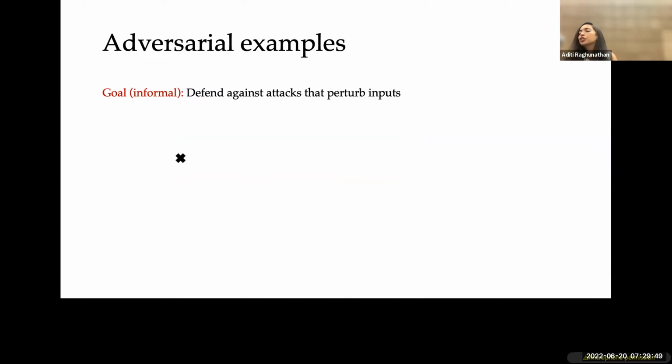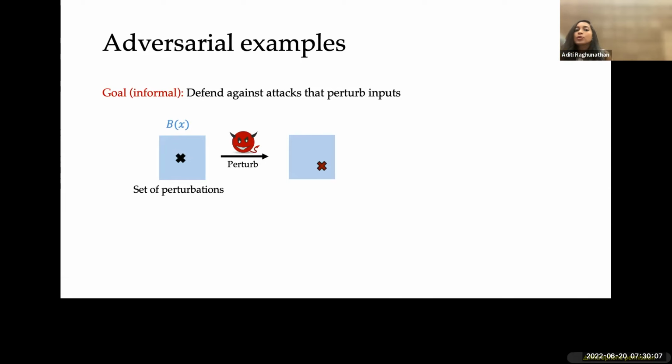So usually we'd have a test input that we want to do well on. But instead of just looking at that test input, we define a set of perturbations that we denote by B of X. So there are perturbations around this test input X, and we allow an adversary to perturb this input to any point within this set. And we want to make sure that the model gets this right. That's the goal in adversarial examples.